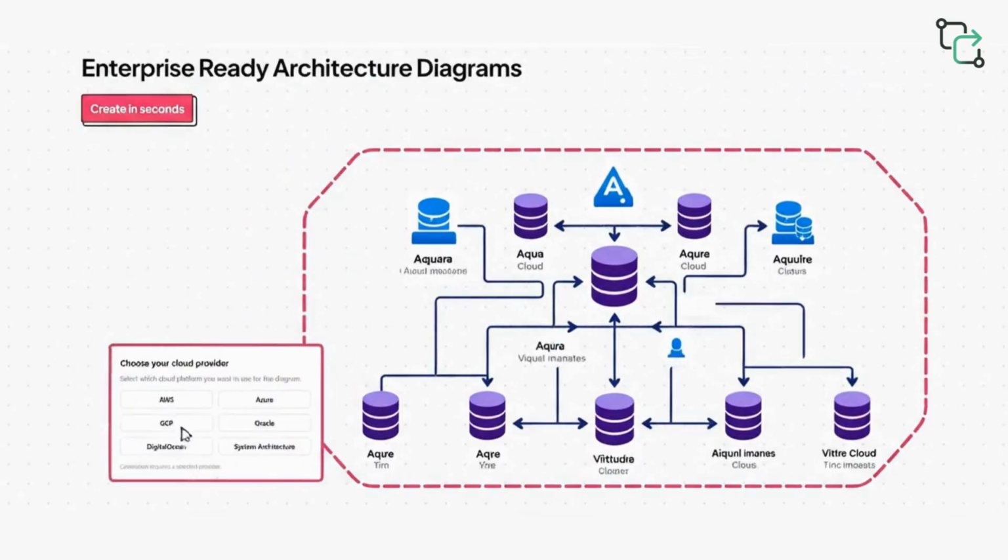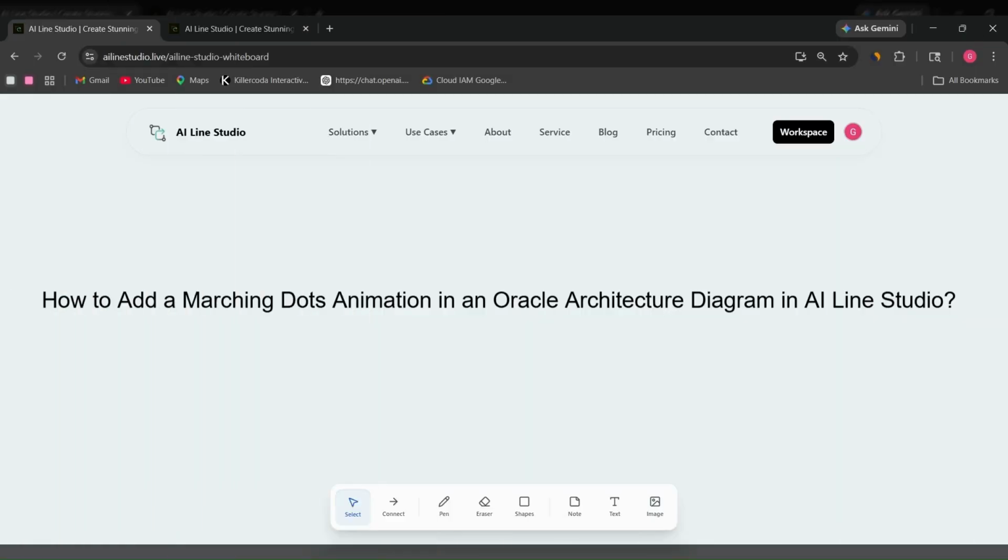Clear, structured, production ready. Hello everyone, welcome to AI Line Studio Tutorial 43. And today's topic is how to add a marching dot animation in an Oracle architecture diagram in AI Line Studio.